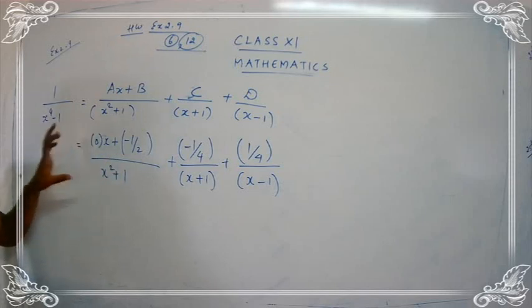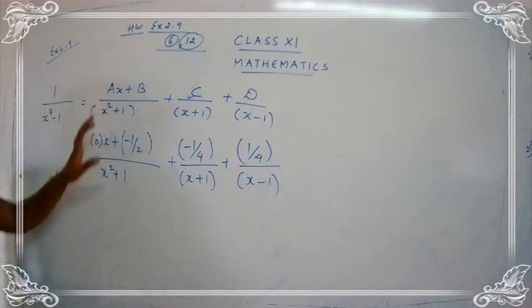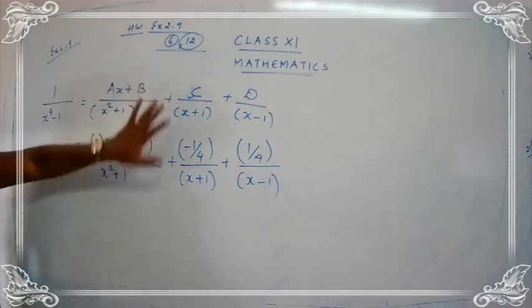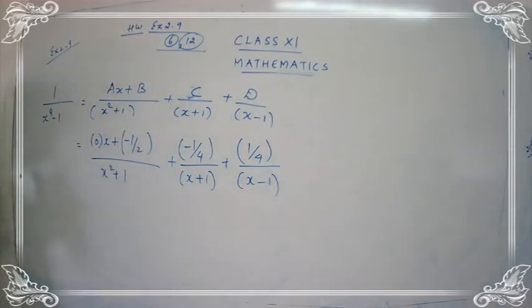First of all, substitute the values. Whatever you have got. You have got the value for A. So put the value for A. Put the value for B. Put the value for C. Put the value for D. Okay. Just keep it ready. Do the substitution. Okay. Shall we proceed further?